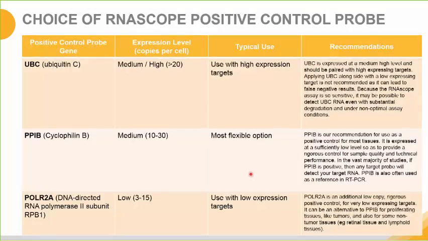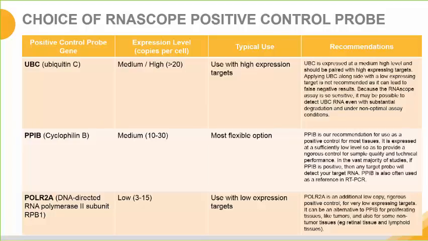Depending on the target, different positive control probes are recommended, as highlighted in this chart. For example, the housekeeping gene UBC, which has a medium to high expression level, should be used with high expression targets but not low expressing targets. Because it's highly expressed, the UBC signal may be picked up even in the presence of significant RNA degradation, and therefore can lead to false negative target results, particularly for biomarkers with lower levels of expression.